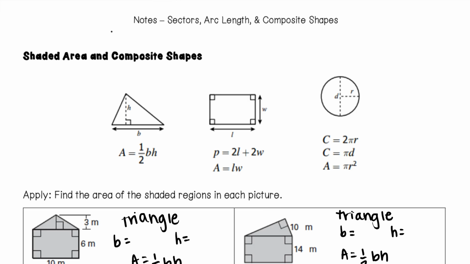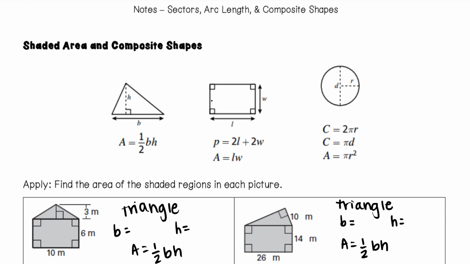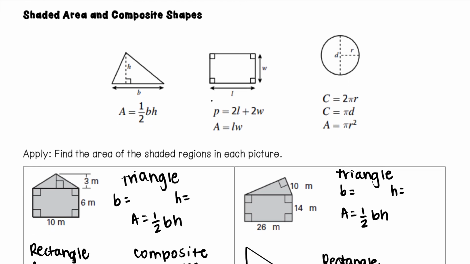In this video, I'll be talking about our notes on composite shapes, sectors, and arc length. So we're going to start with composite shapes. Now, composite shapes are just a shape that is made up of two or more regular shapes, like a triangle, a rectangle, or a circle. So we are going to be finding the composite area and some shaded areas.